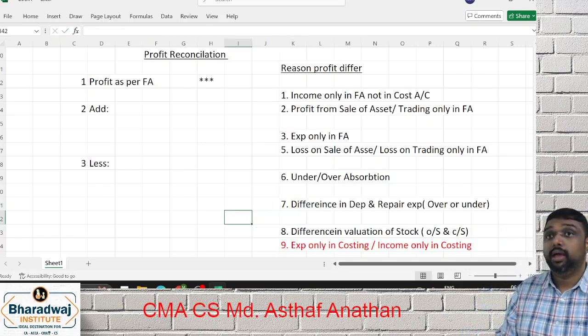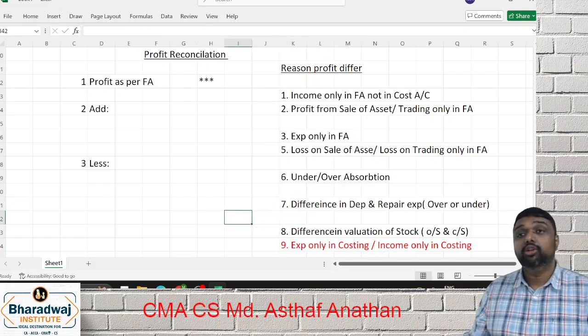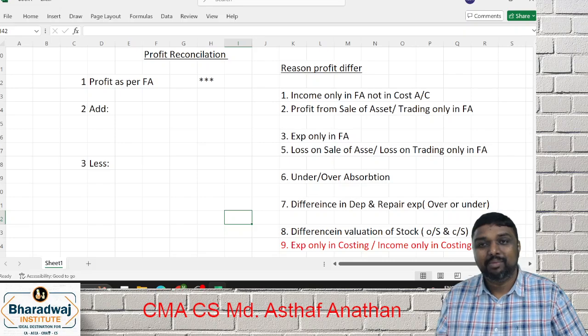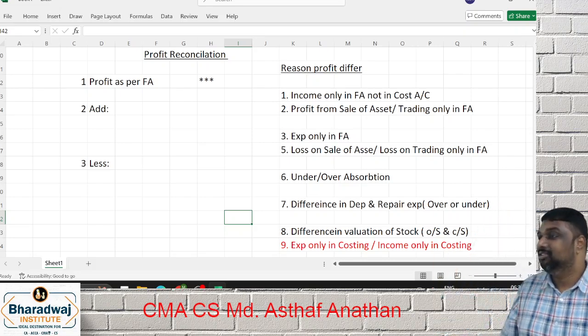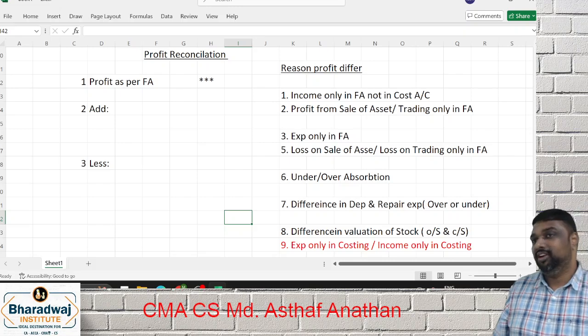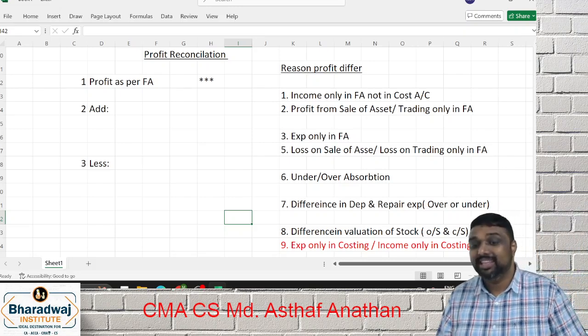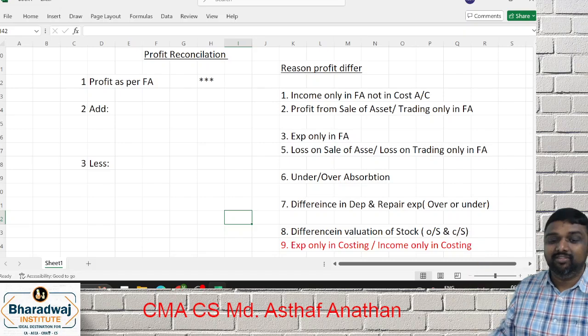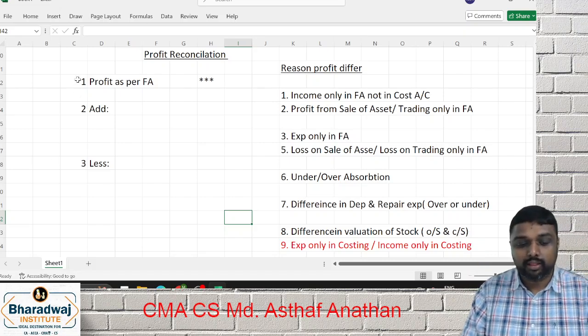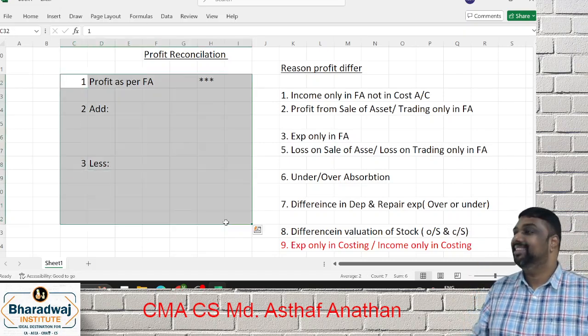So difference in depreciation and sometimes repair expense, these are all items that will come. Difference in repair: in financial, you will charge the full amount, but in costing, you will charge on the basis of usefulness. These are all the reasons. Once you understand these reasons very well, you will be able to prepare this statement very easily.